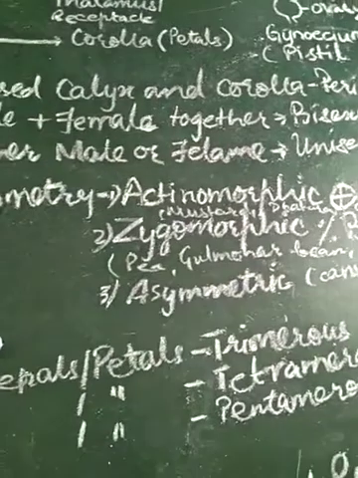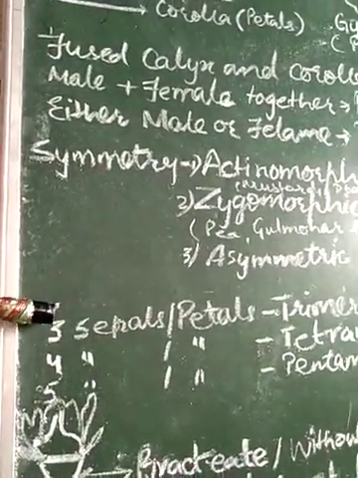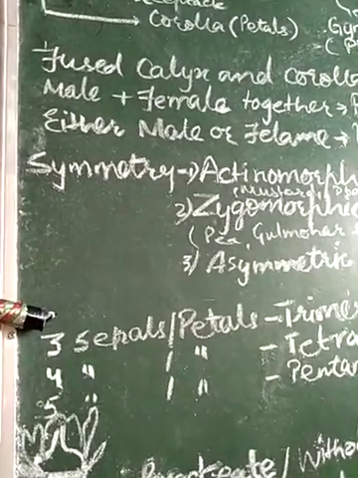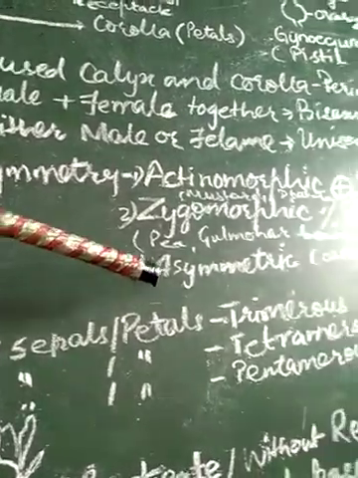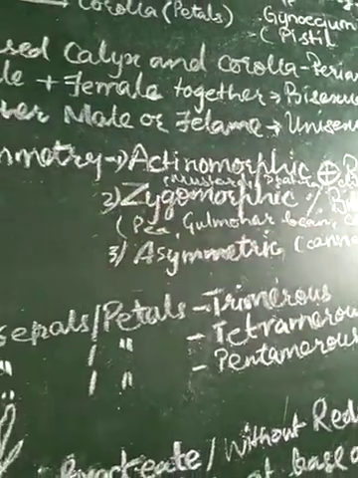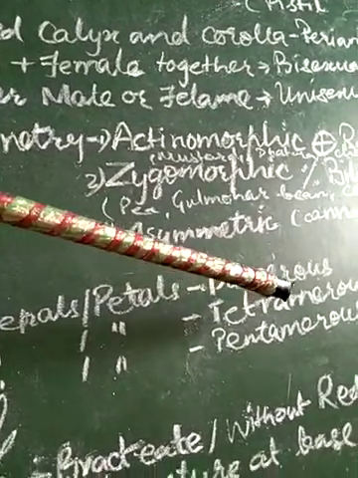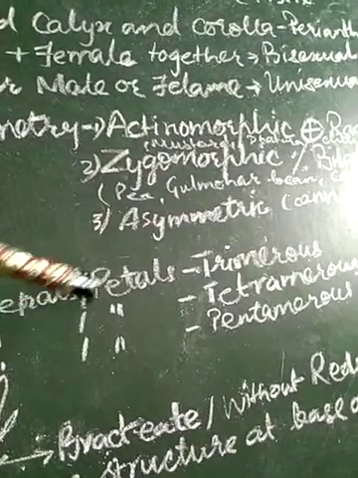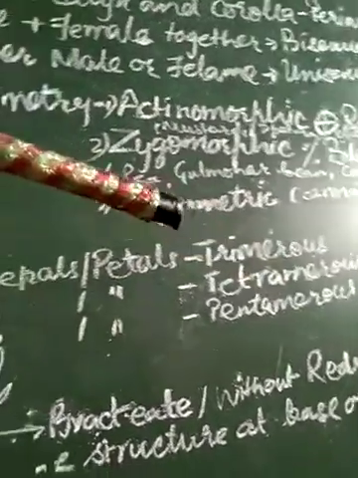Now next are the terms used based on the number of sepals and petals. If three sepals or petals are present in the flower, then it is called a trimerous flower. If four sepals or petals are present, it is called tetramerous. If five sepals or petals are present, it is called a pentamerous flower.